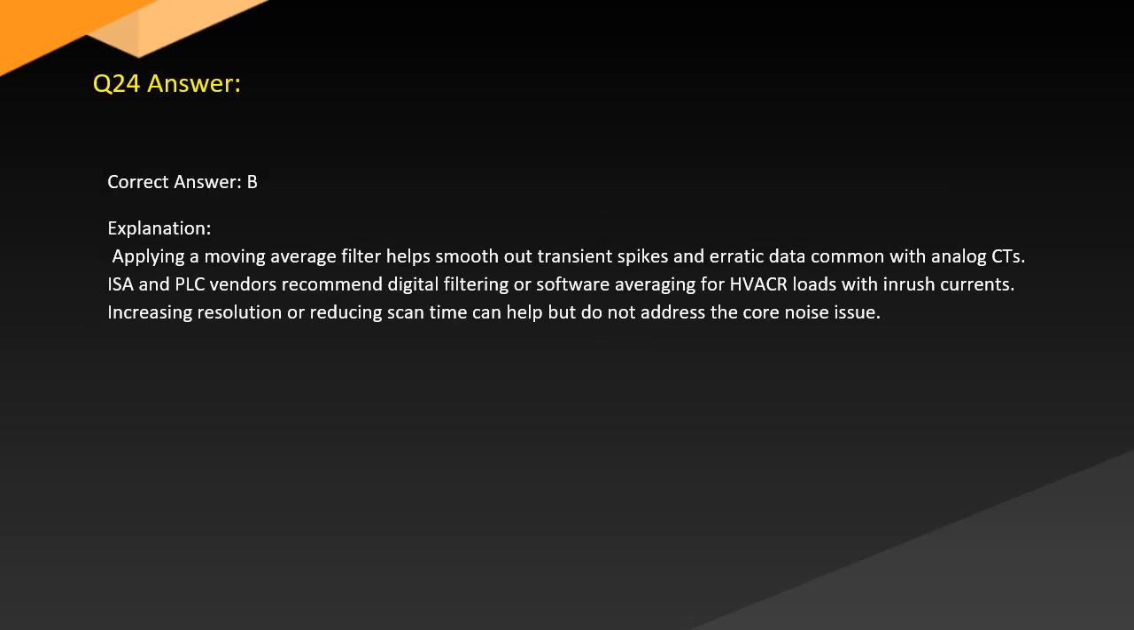Answer. Correct answer: B. Explanation. Applying a moving average filter helps smooth out transient spikes and erratic data common with analog CTs. ISA and PLC vendors recommend digital filtering or software averaging for HVACR loads with inrush currents. Increasing resolution or reducing scan time can help but does not address the core noise issue.